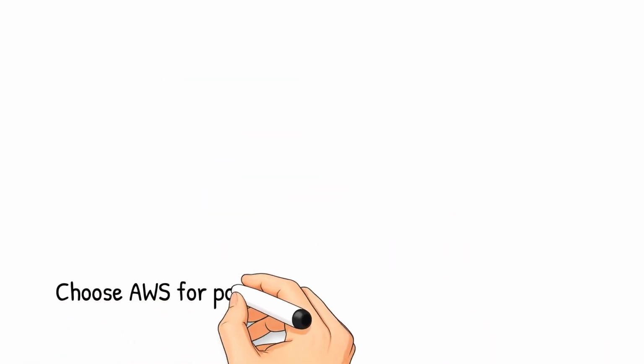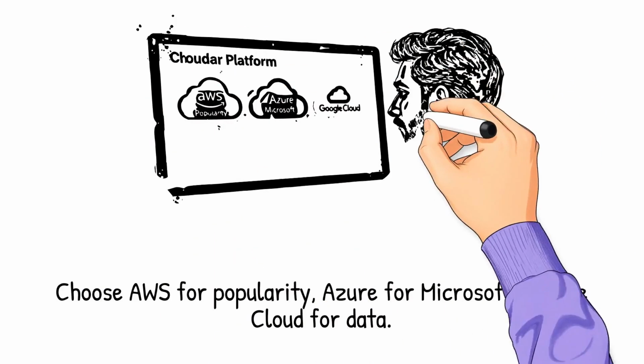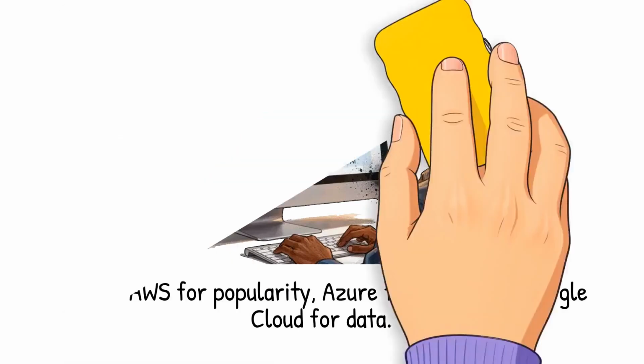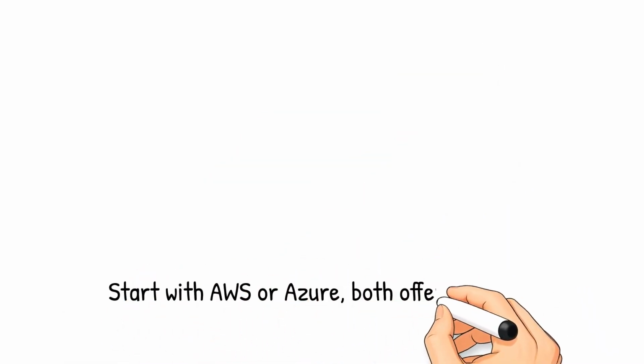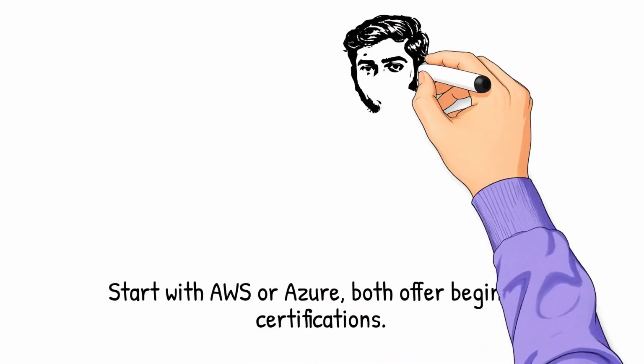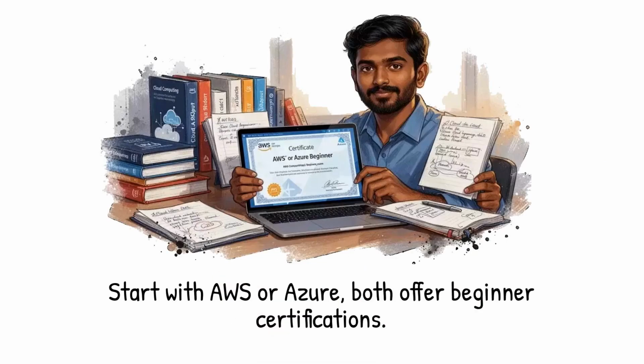Here's a simple way to choose. AWS is the most popular, with the most jobs and the most tutorials. Azure is great if you want to work with companies that already use Microsoft, Windows, and Office. And Google Cloud is strong for data, AI, and analytics. My honest recommendation for beginners, start with AWS or Azure. Both have official beginner certifications built for people with zero experience. Once you learn one cloud well, the others feel familiar.